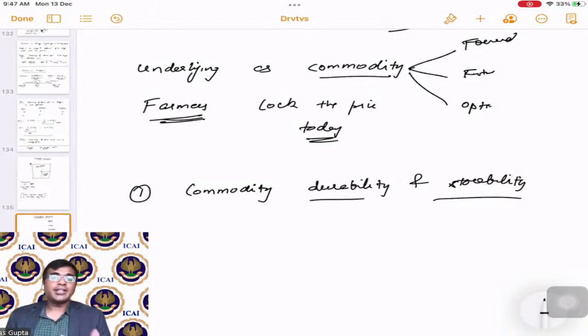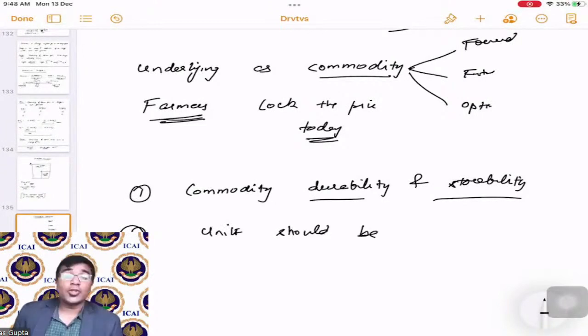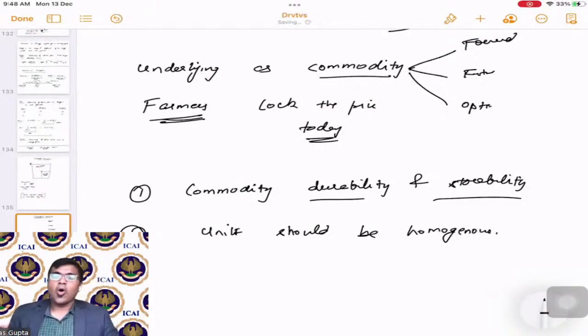If the commodity is not durable at all, or cannot be stored, then who is actually going to use the commodity derivative? That itself gives the answer. So it has to be durable and storable. Second, the units should be homogeneous, which is definitely a prerequisite. That means all the units should be the same. For example, sugar is 1 kg, 1 kg, 1 kg. Now 55 kg, we can enter into 55 such contracts.